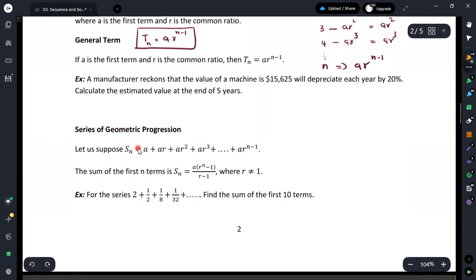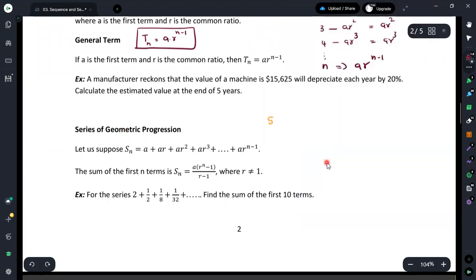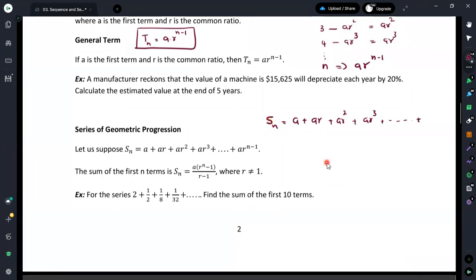Then the summation of the n number of terms in the geometric progression, we can write as Sn. The value can now be written as: the first term was a, then the second term was a times r, then the next term was ar squared, then ar cube. Likewise, if we take n terms, we know that the nth term can be obtained as a times r to the power n minus 1.